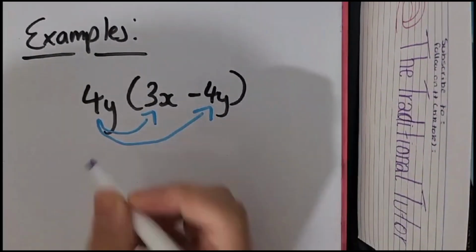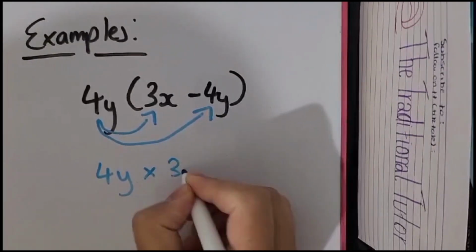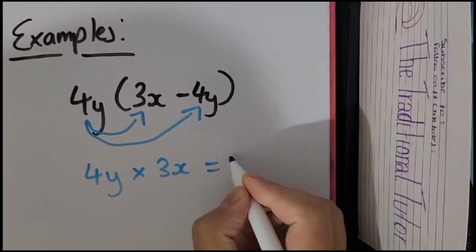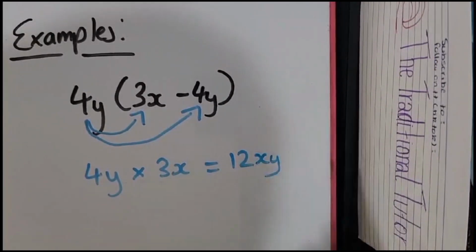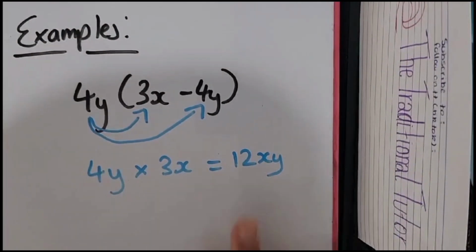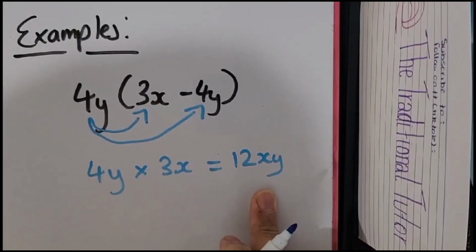Okay, so first of all I'll do 4y times by 3x. Okay, so that's just going to give me 4 times 3 is 12, and then the x and y I'm just going to write in alphabetical order like this. You can write them in any order, so it could be 12yx as well. It's the same thing. The order doesn't matter of how you write your variables, okay?